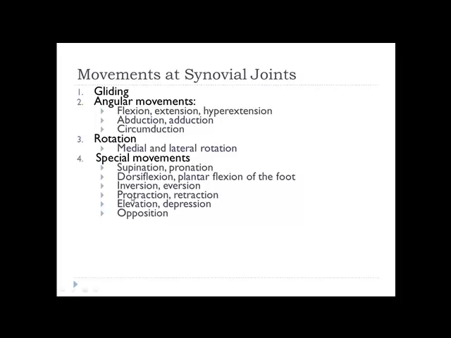Protraction and retraction. Okay, protraction is going to be rolling your shoulders forward, and retraction would be pulling your shoulders back. Elevation would be shoulder shrugs, pull the shoulders up. And depression will be pushing the shoulders down. Opposition would be bringing your finger to your pinky. Remember, we have an opposable thumb, so opposable thumb is doing opposition.